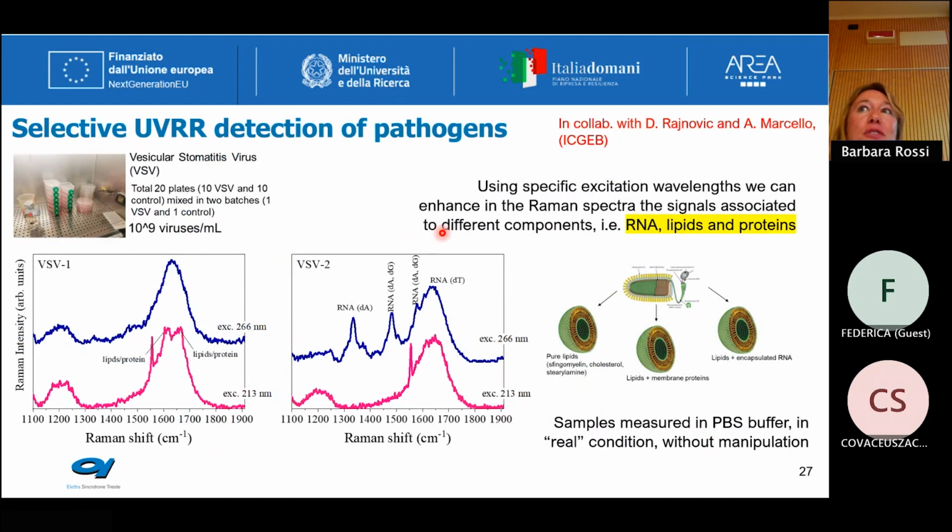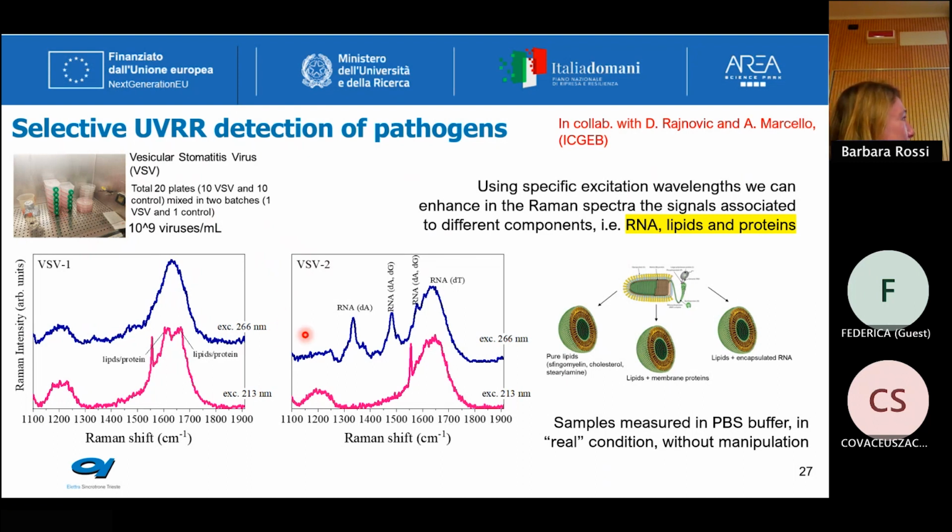Finally, I would like to show just some preliminary results of work in collaboration with Alessandro Marcello and Denis Reinovich of HGB. We hope that this proof of concept study is the first step of part of the work that we plan on the PRP project. And so the idea is to use UVRR spectroscopy for the selective detection of pathogens. In this case, we work on this model, vesicular stomatitis virus.